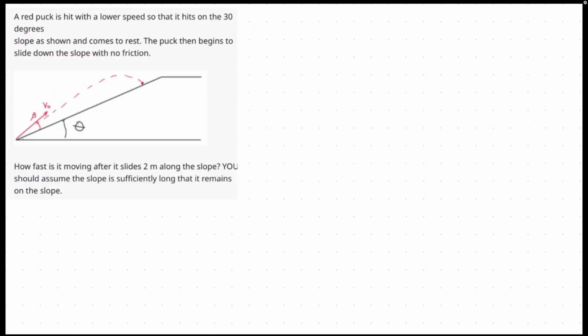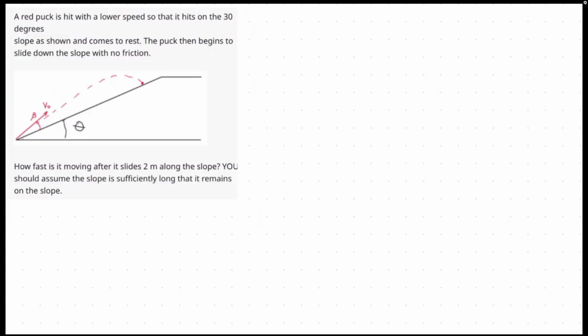Okay, this is going to be the second problem for the video. This problem asks: if a red puck hits with a lower speed so that it hits on a 30-degree plane, and it comes to rest, and then it begins to slide down the slope with no friction, how fast is it going to be moving after it slides 2 meters down the slope? Assume it's long enough so that it's going to remain on the slope.